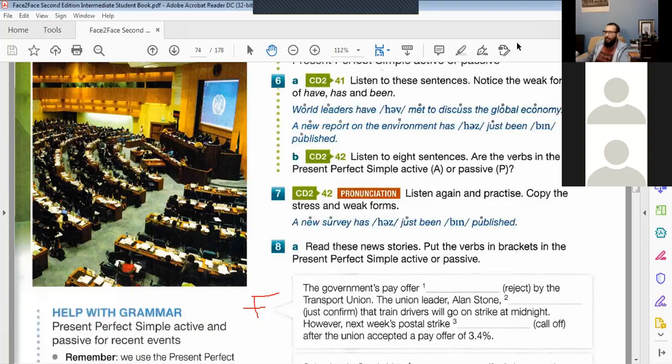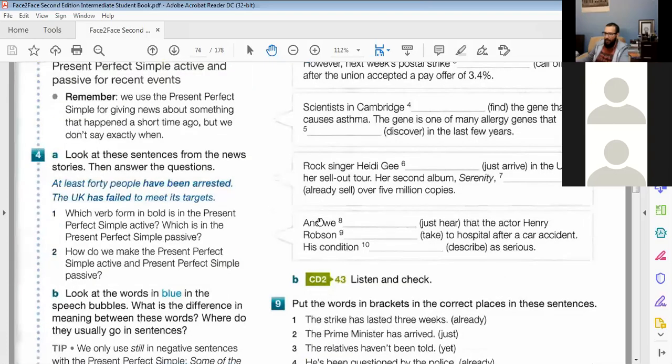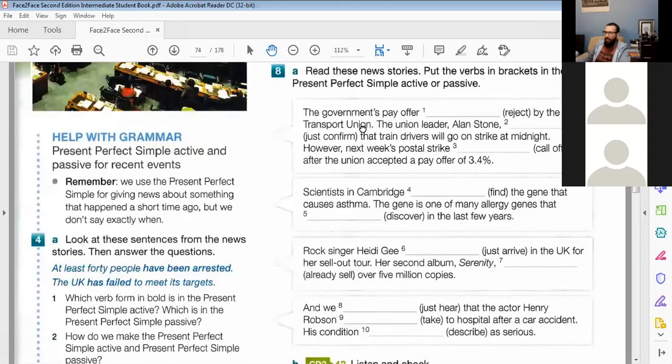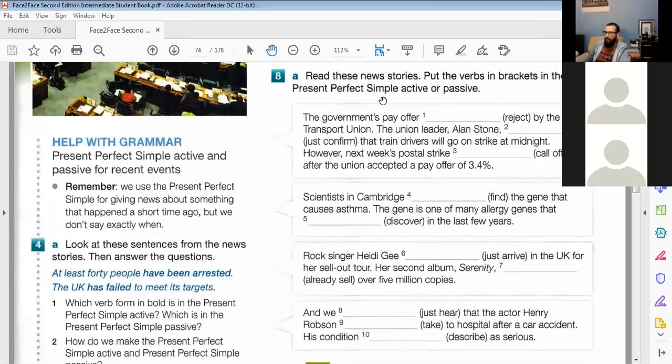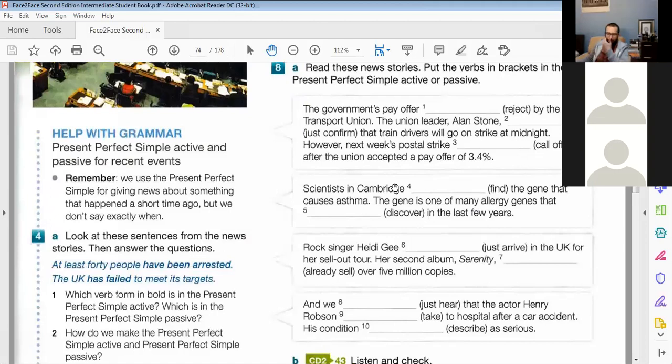Alright, very nice. So all of the answers are correct. I'm giving you the idea of active and passive, things are good. We can do number 8. In number 8 it says, read these news reports and put the verbs in brackets in the present perfect simple, active or passive. Good exercise. You have to decide. They're all present perfect, from first to last, but you decide whether it's passive or active according to the context you see.